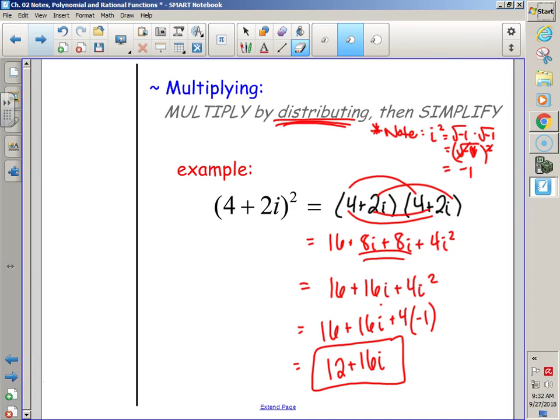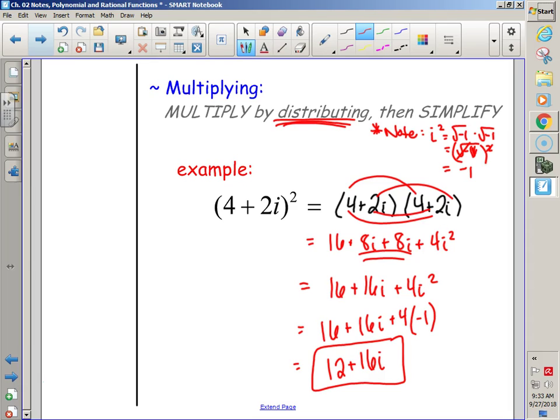Adding a complex number plus a complex number is still a complex number. Subtracting a complex number from a complex number is still a complex number. Multiplying a complex number by a complex number is still a complex number. It's not this weird quadratic dude. He's still complex.